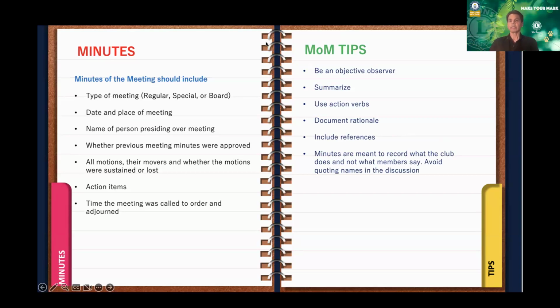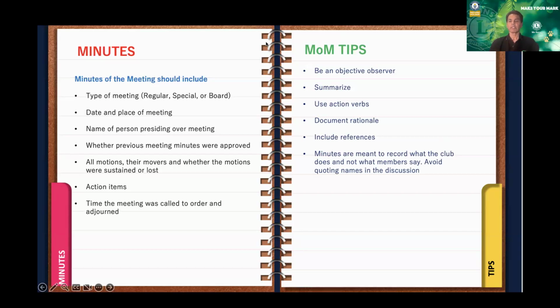You should document the rationale for taking a decision. When you took a particular decision, why that decision was taken should be recorded. And if there were references, like we got this information from XYZ source and so on, that needs to be recorded also.